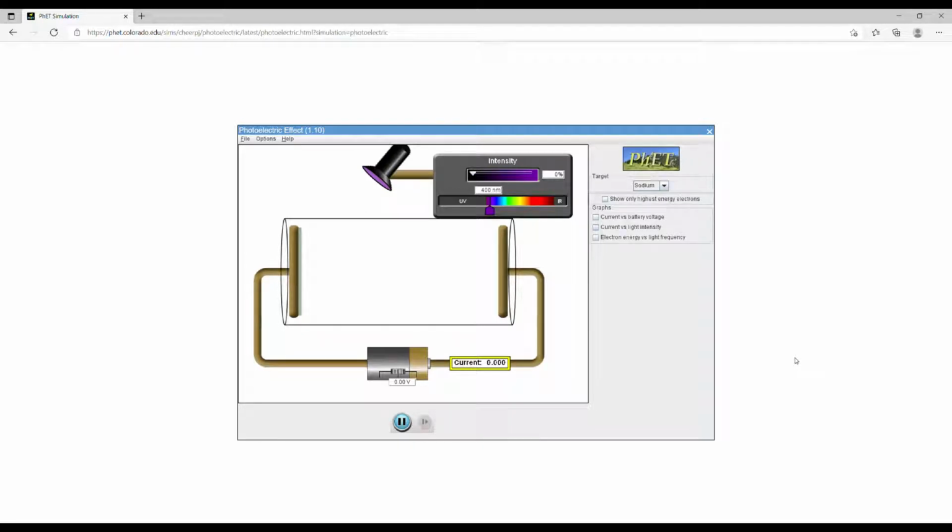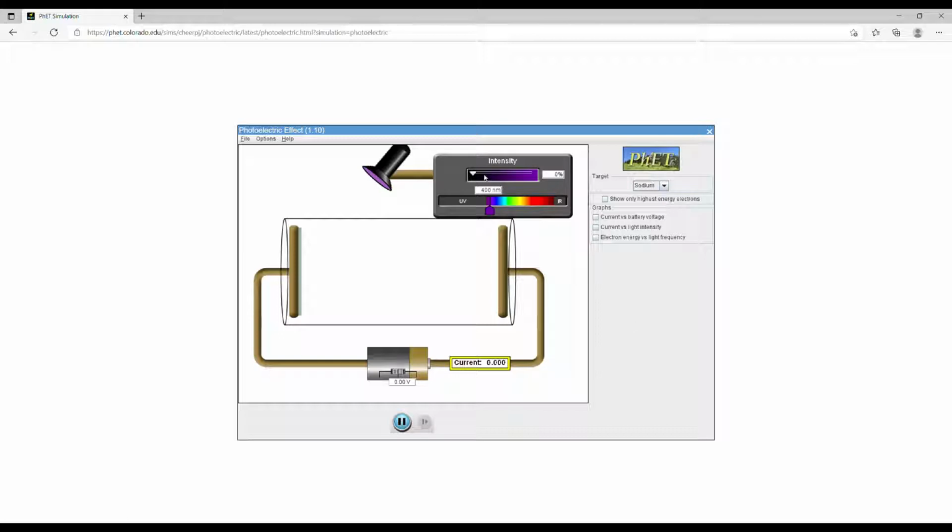Here you see the PhET photoelectric effect simulation. It's a very realistic simulation. If we were going to do this experiment in the lab, you wouldn't see the electrons coming off the plate, you wouldn't see the light beam, but you would be reading values for current and potential difference just like you will on this computer simulation.